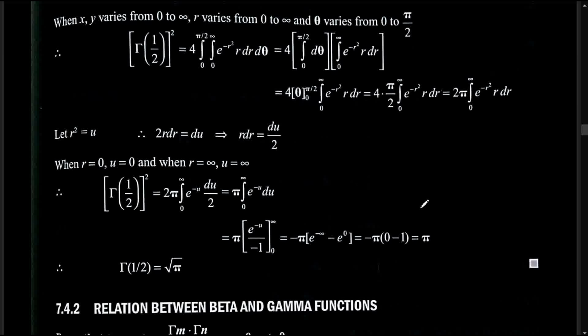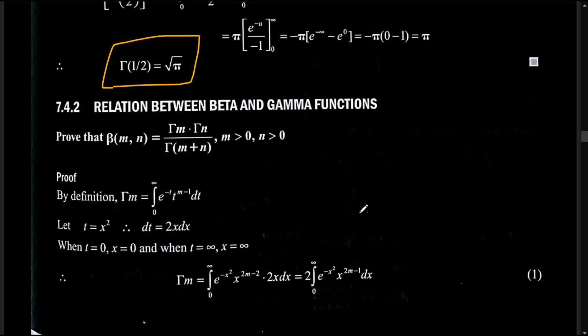Yeah, if you see this, it is self-explanatory, and at last you get to know that gamma of 1 by 2 is equal to root of pi. So now, the relation between beta and gamma functions. This is an important relation, you have to remember this also. Beta of m comma n is equal to gamma of m into gamma of n divided by gamma of m plus n, where m is greater than 0, n is greater than 0.